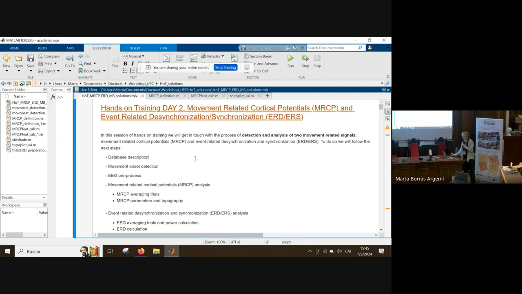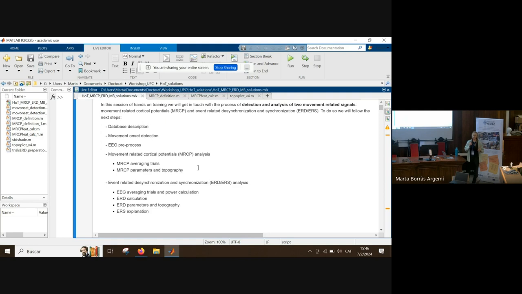So what we're going to see today: first I will describe a little bit the database, the data set. You already know it, but just in case you weren't at Alejandro's explanation. And then I will explain how to detect the movement onset of an EEG signal. I will show you also the pre-processing that we did with this EEG signal, super brief because my colleagues here explained it yesterday. And finally, we will go to the movement-related cortical potentials and event-related desynchronization analysis, which is what we're here for today.